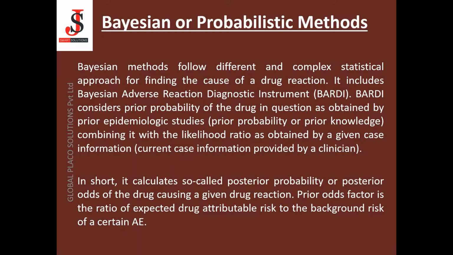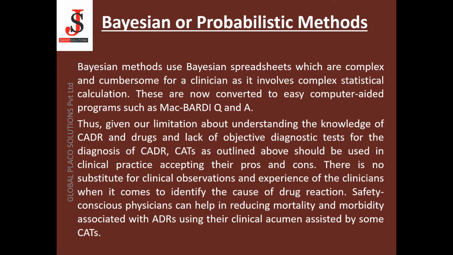Prior odds factor is the ratio of expected drug attributable risk to the background risk of a certain AE. The likelihood ratio is calculated for history, timing of the AE with regard to drug, characteristics of the event, de-challenge, referring to signs and symptoms after drug withdrawal, and re-challenge. Bayesian methods use Bayesian spreadsheets, which are complex and cumbersome for a clinician as it involves complex statistical calculation. These are now converted to easy computer-aided programs such as MAC, BARDI, Q and A, question and answer.